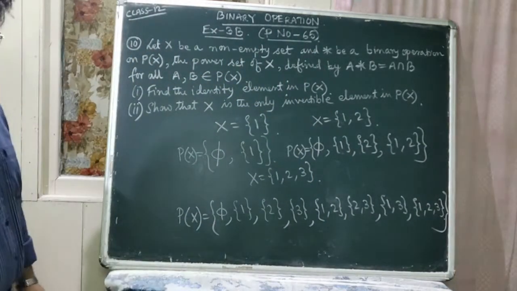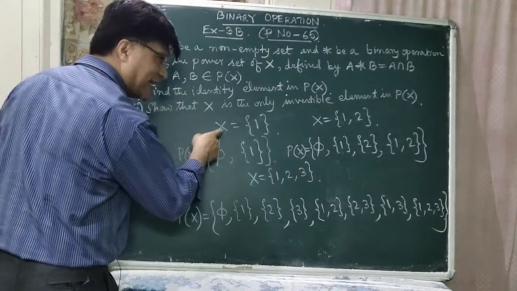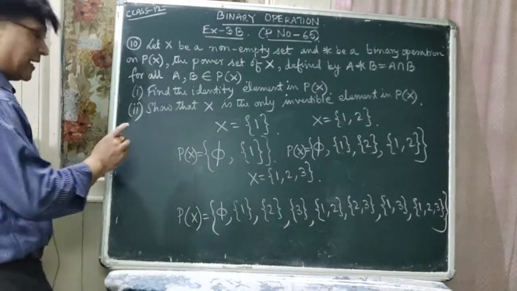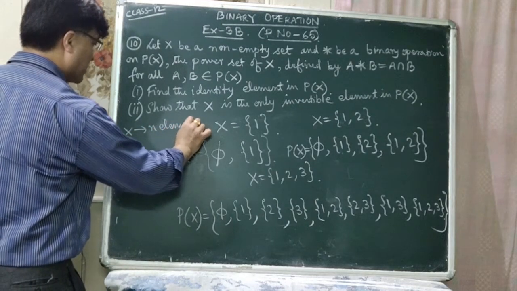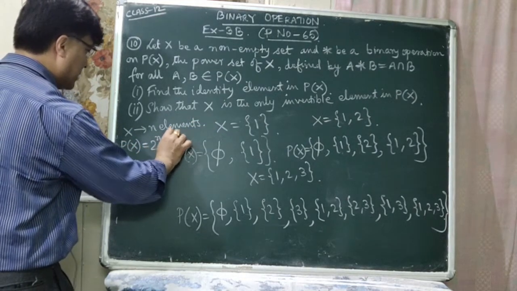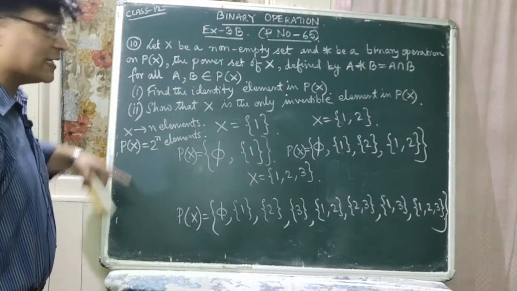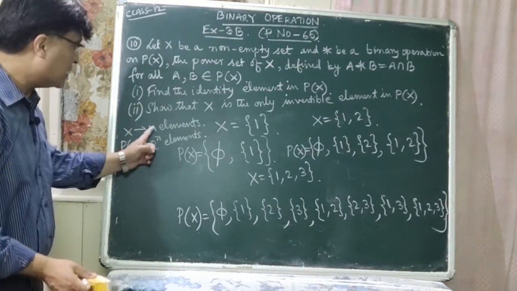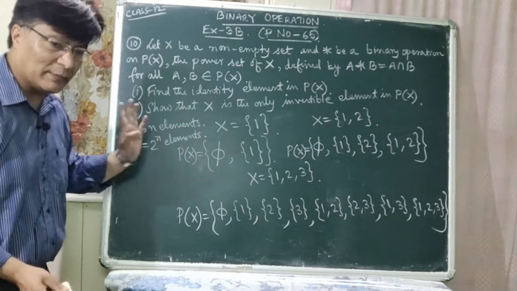So there is a formula here. If the set X contains n elements, then the power set of X contains 2 to the power n elements. Remember this too. We do not need it for this question, but keep it in mind. If the set X contains n elements, then the power set of X contains 2 to the power n elements.